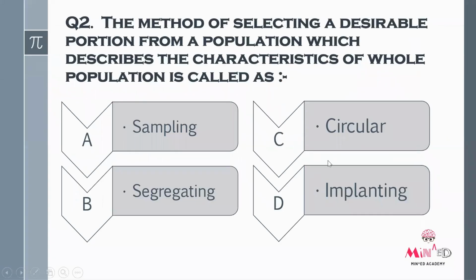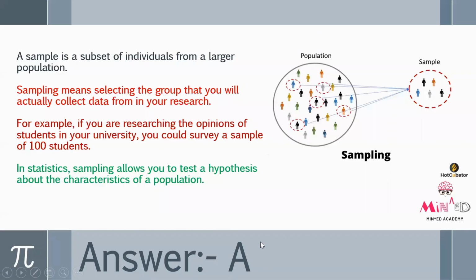Next, the method of selecting a desirable portion from a population which describes the characteristics of a whole population is called as A, sampling, B, segregating, C, circular, and D, implanting. Here, the answer will be A, sampling.